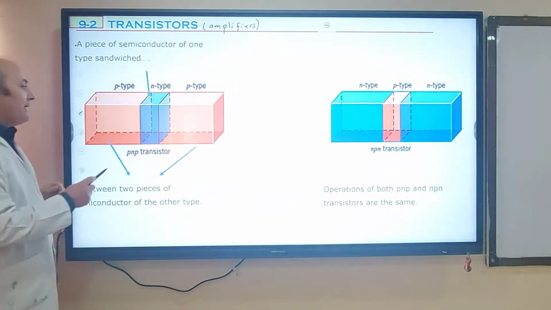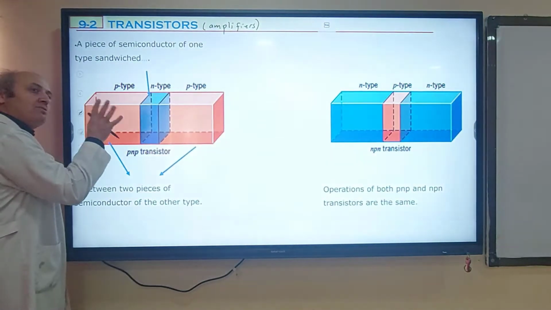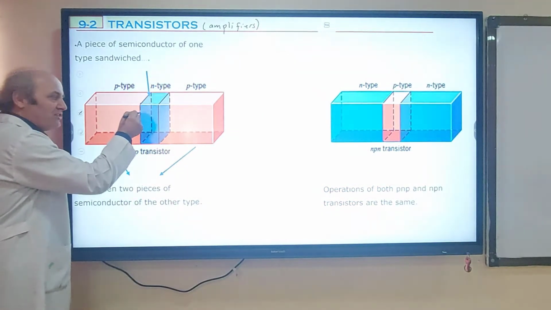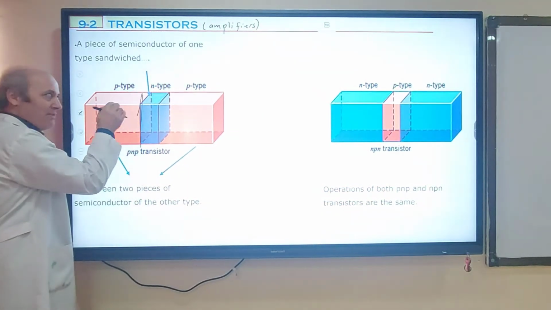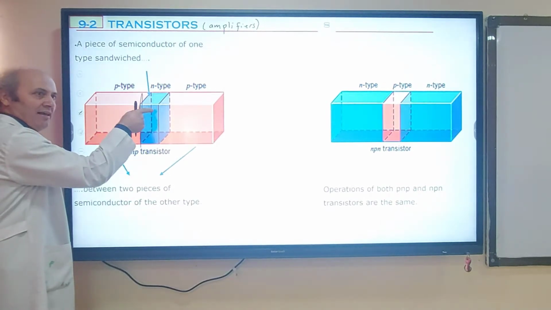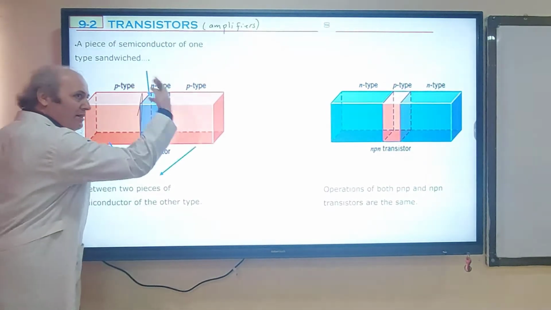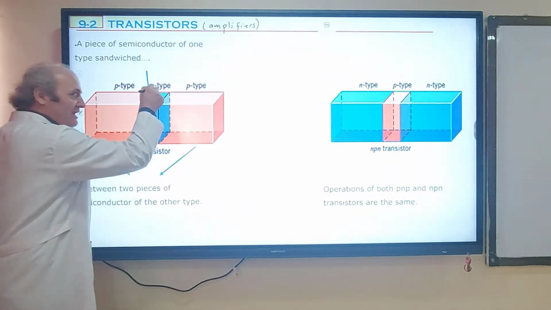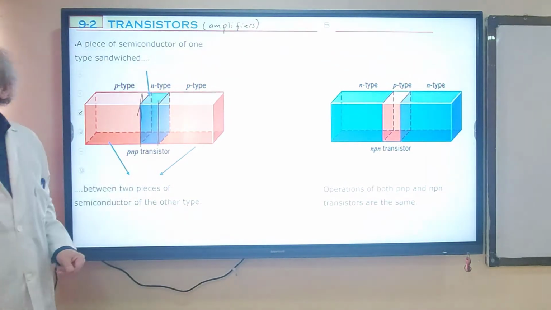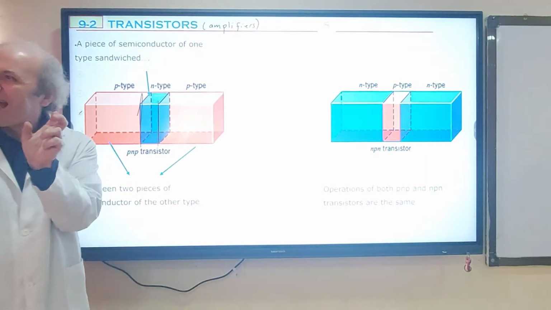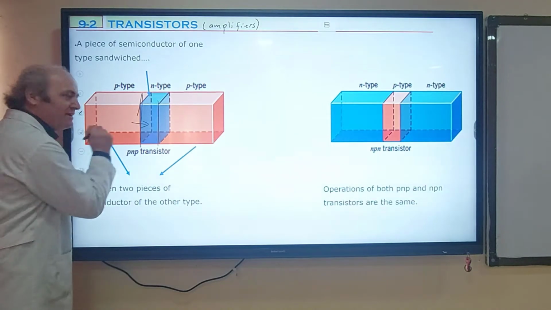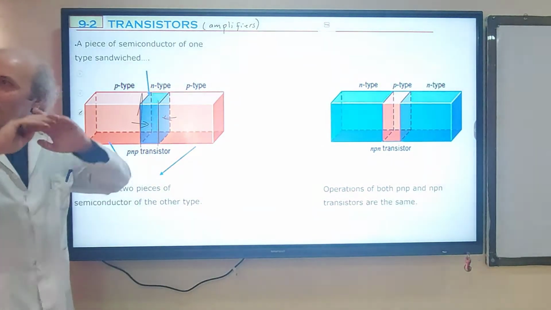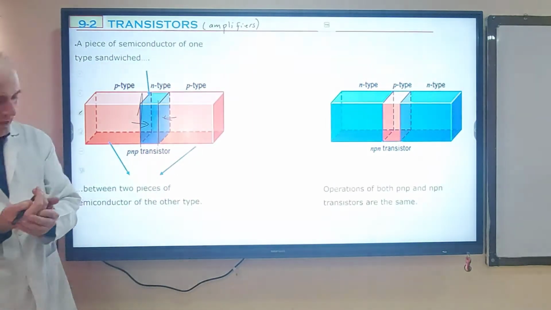Also, here there are, in fact, two diodes combined. One PN junction is here, between the P-type on the left and the N-type in the middle. One more PN junction on the right as well: P-type on the right, N-type in the middle. You can say that a transistor is a composition of two diodes. One diode here, the second diode there. Combine the two diodes and you form a transistor.